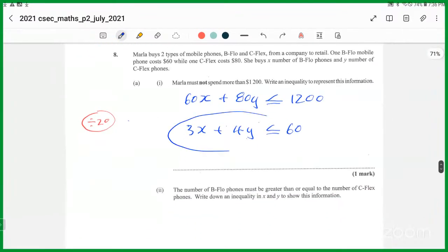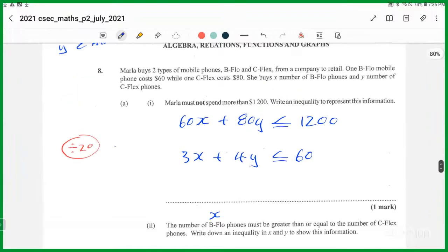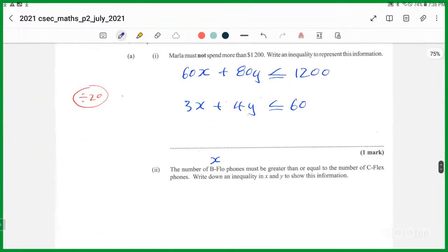So working with this one, the simplified one. Next one says, the number of B phones must not be greater than or equal to the number of C phones. So remember, the number of B phones was X. Yes. Must not be greater than, oh, must be, not. It says must be greater than or equal to the number of C phones, which is Y. It says write down an inequality in X and Y for this information. This is it. Let me just move it down. See there?